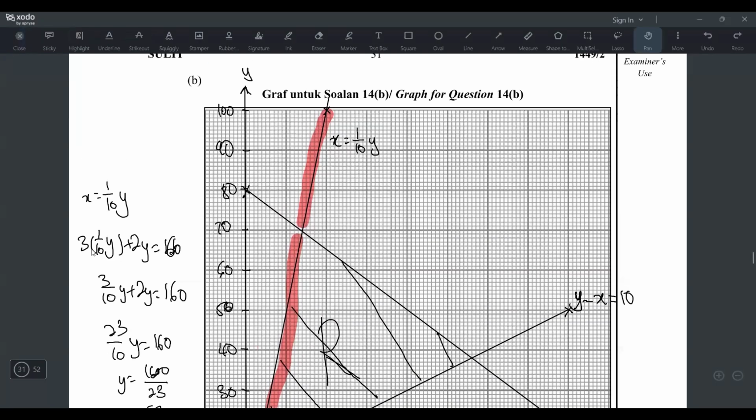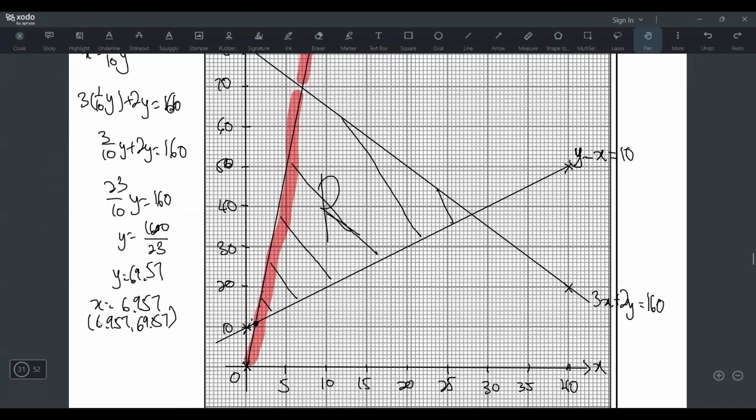But obviously the x and y represent bilangan orang, the number of people. So takkanlah you nak ambil ni. So I think instead of taking 6.957, you have to make sure it's inside the shaded region also, right?